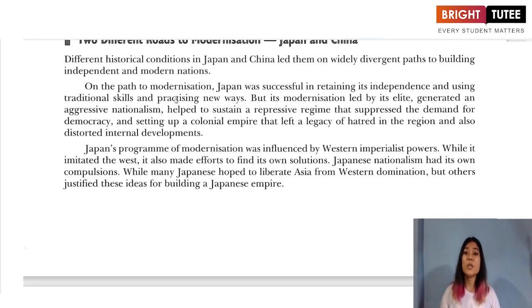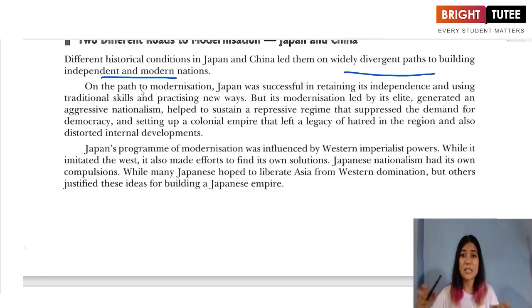So in this chapter, we looked at two different countries. One was Japan and one was China. And then we looked at how these countries, in their own respective ways, went through different stages over a period of time to evolve, to develop themselves, to emerge as a modern nation state. So what we saw is that China and Japan led divergent paths. They led separate, different paths for building themselves as independent and modern nation states.